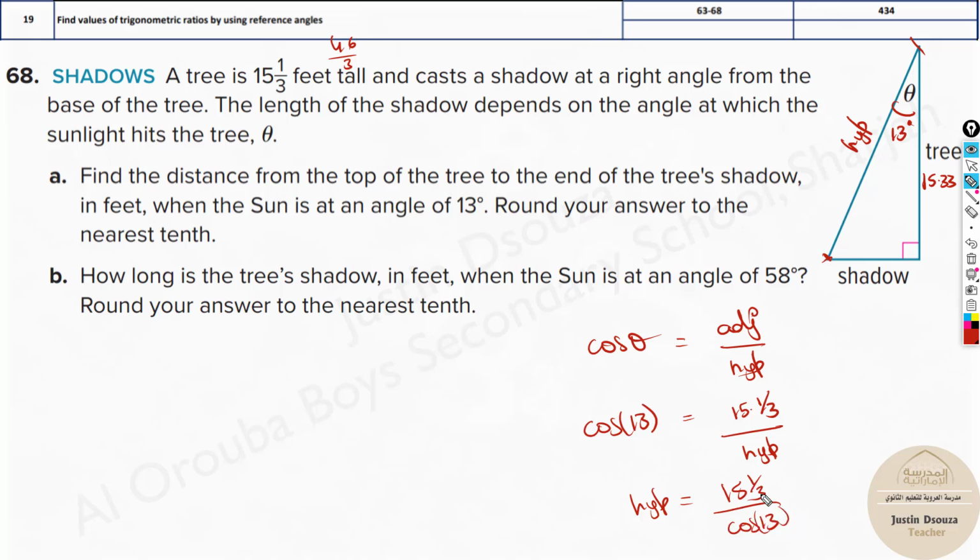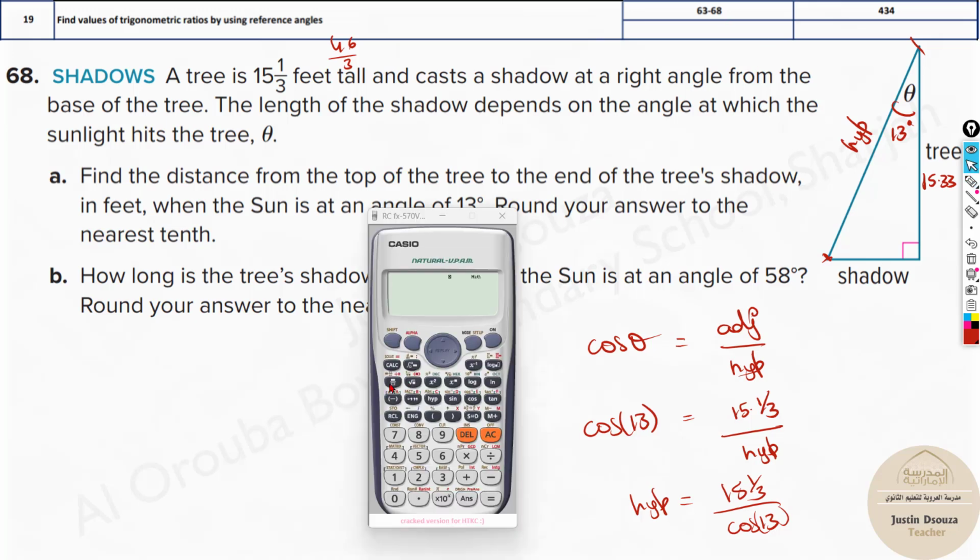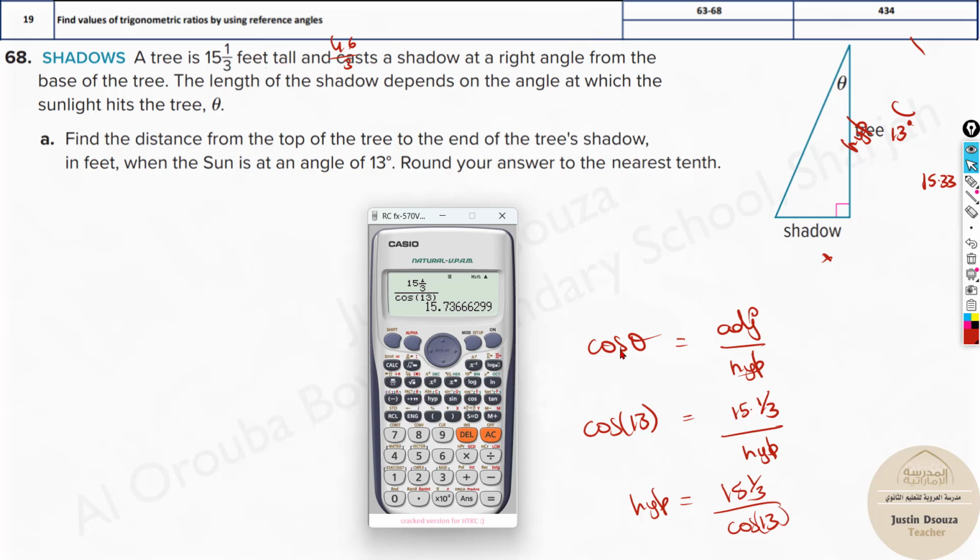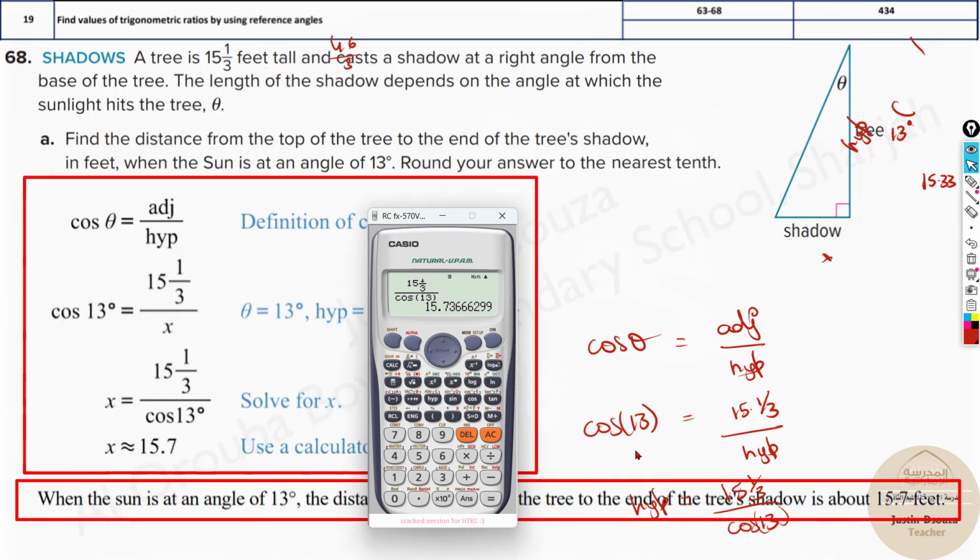I will show you how we can directly put this in the calculator and solve. Let's use the fraction symbol here. Now there is 15 and 1/3. If you put the fraction symbol again, it's not going to work, and even if you write 15 beside it, it's not going to work. What you need to do is press shift and this fraction symbol. Now you get a mixed fraction. It's 15 1/3 divided by cosine 13 degrees. It should be in degrees itself. The answer is 15.73. You can see 15.7 feet.